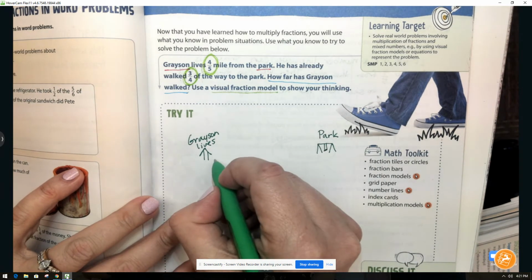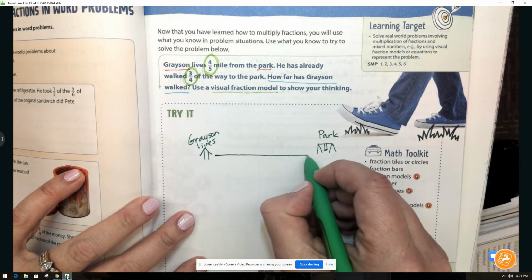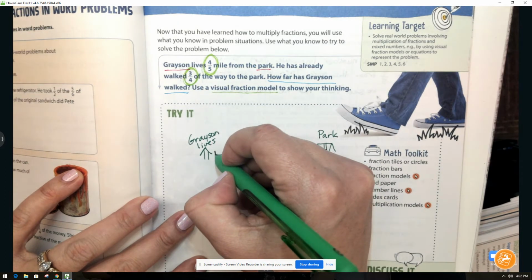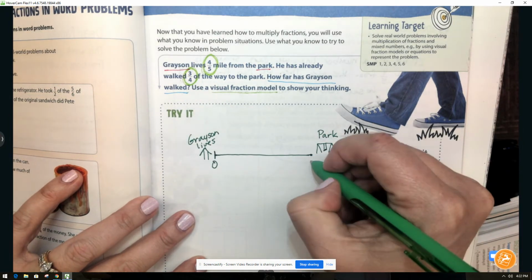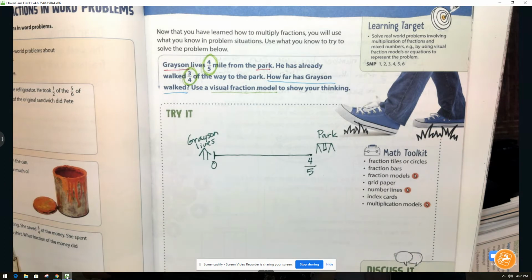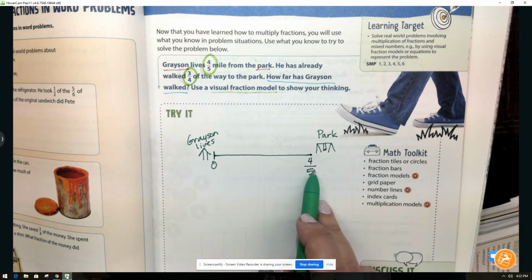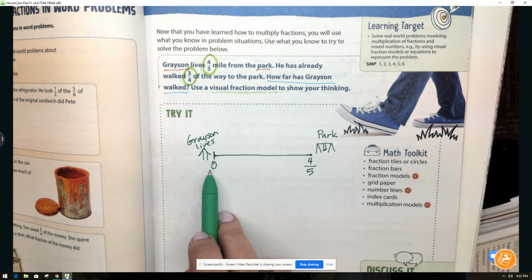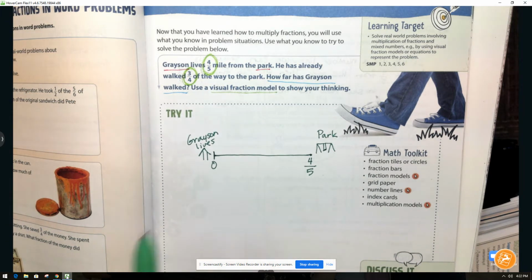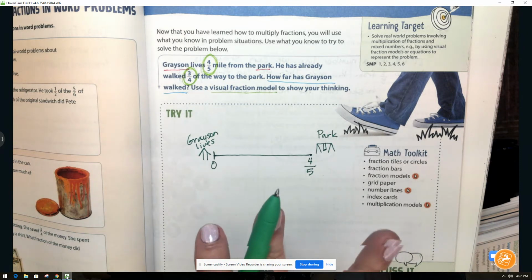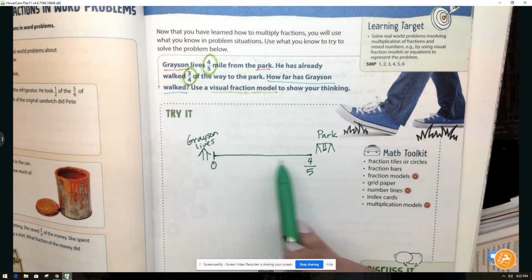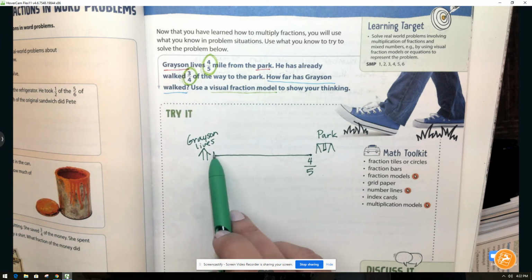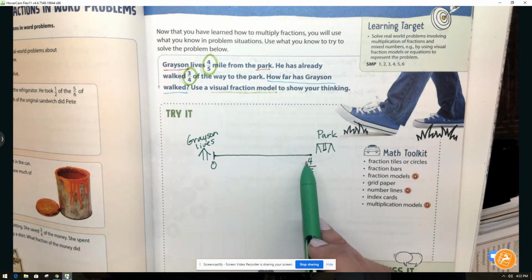So if we start here at Grayson's house and we go all the way over here to the park, we know that Grayson's house would be 0. And the park would be at 4/5 of a mile, because we know that the park is 4/5 of a mile from Grayson's house. Now, that's all we need to know so far. The other important piece of information is we're trying to figure out how much is 3/4 of 4/5, or how much is 3/4 of this line.